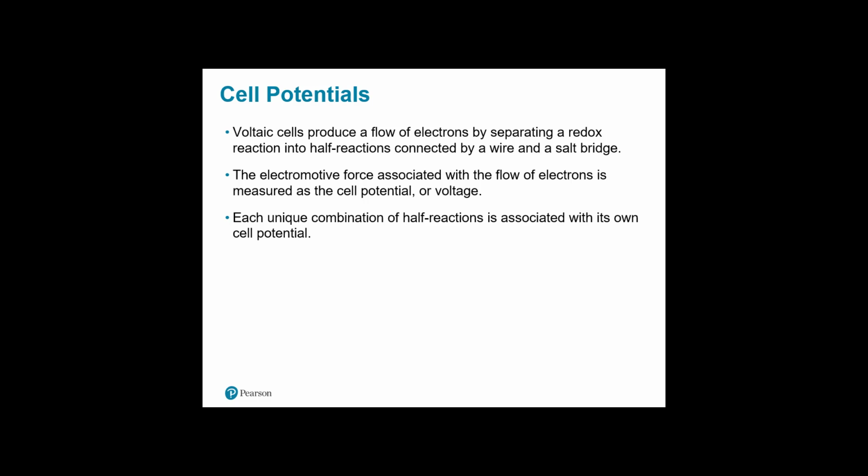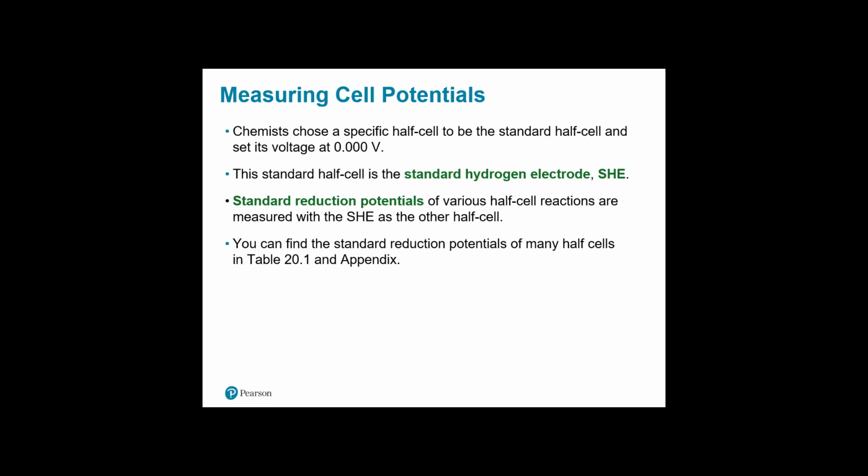Remember, the cell potential is a measure of the driving force of the cell reaction, or the potential difference between 2 points, if that makes it easier, and it's measured in volts. Okay, so chemists choose a specific cell. It's not possible to measure the potential of a single electrode. Only the cell potentials, the whole thing, can be measured.